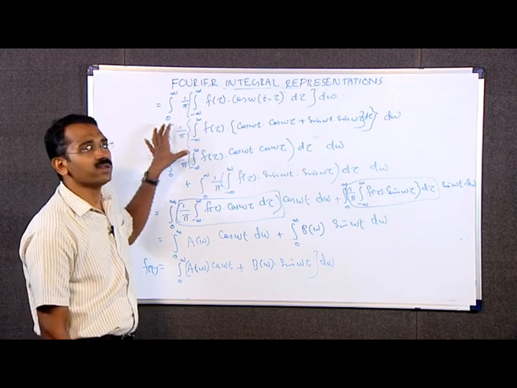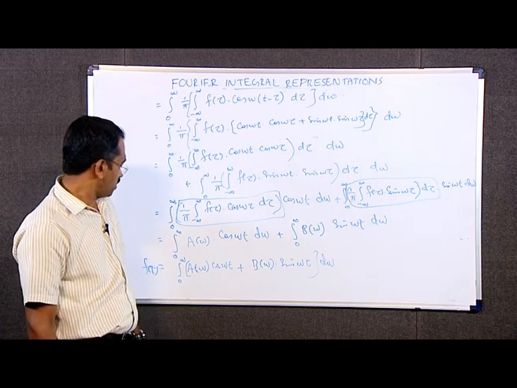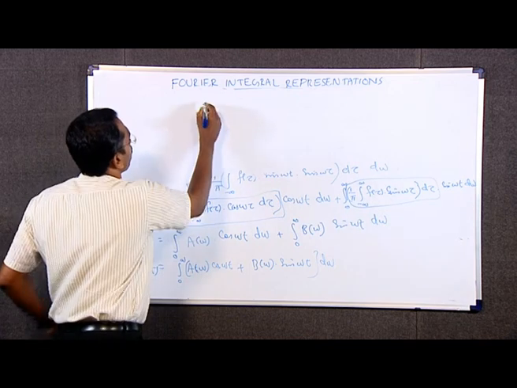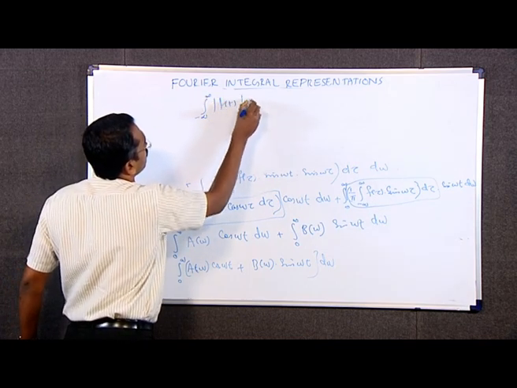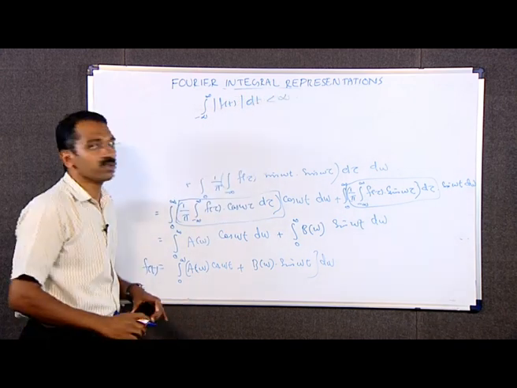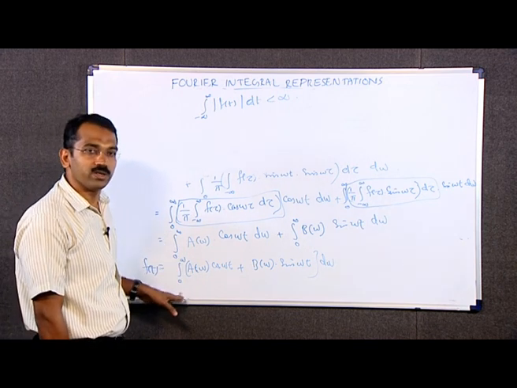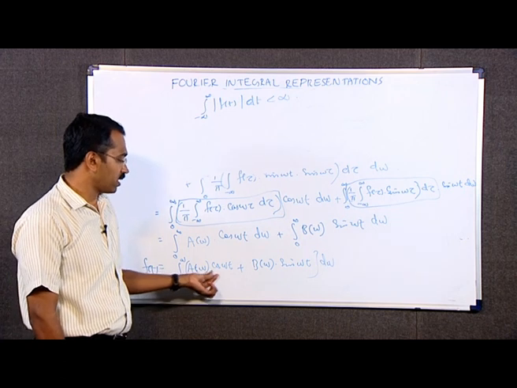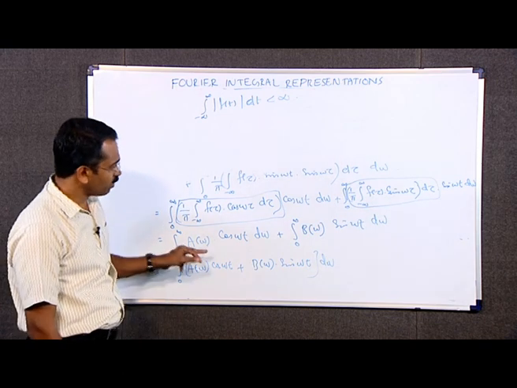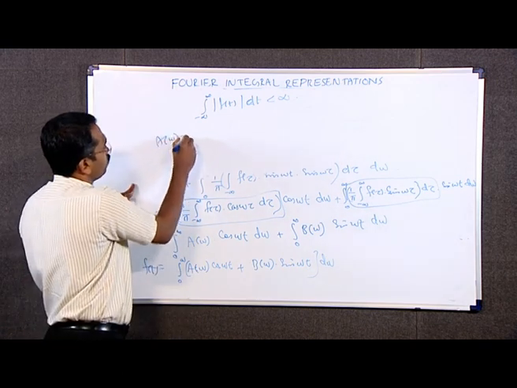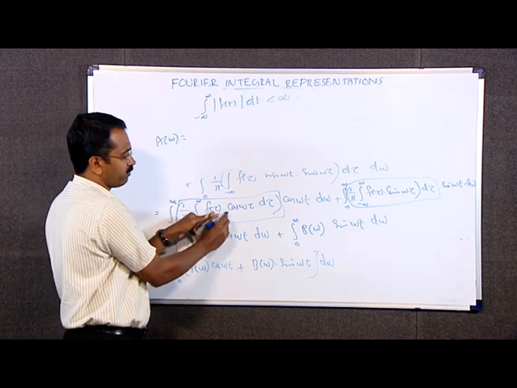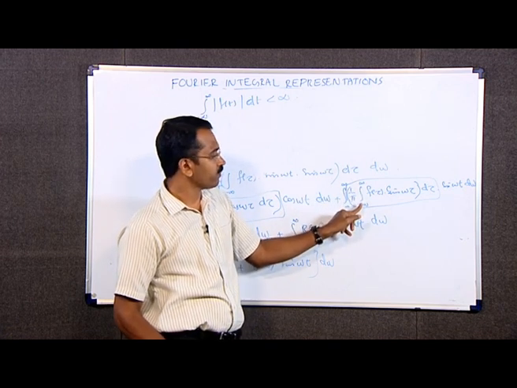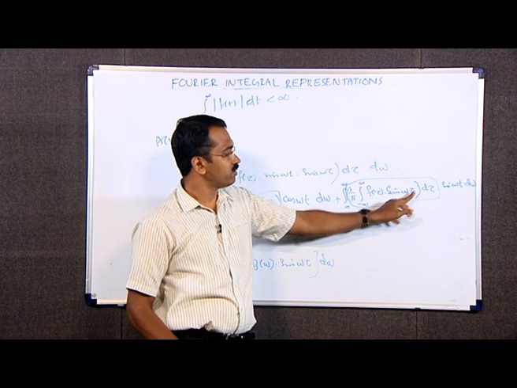Therefore, we can restate the Fourier integral theorem as: if the given function f of t satisfies the Dirichlet conditions and the integral from minus infinity to infinity of modulus of f of t dt is less than infinity, then at the points where f of t is continuous, we can express the function f of t as this integral from 0 to infinity a omega cos omega t plus b omega sin omega t d omega, where a omega is given by 1 by pi into the integral from minus infinity to infinity f of tau into cos omega tau d tau, and b omega is given by 1 by pi into the integral from minus infinity to infinity f of tau into sin omega tau d tau.